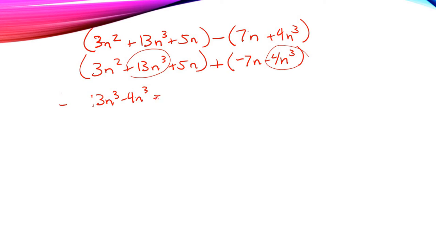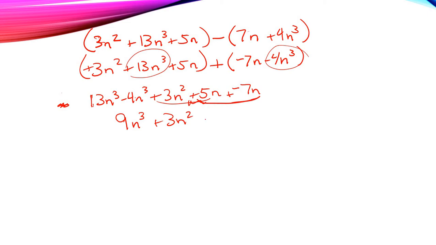Whoops, we've got to keep going. Then I've got some n squareds. So I have a positive, there's no sign in front of this, so I know it's not subtraction. A positive 3n squared, no n squareds over here. Then I have a positive 5n plus a negative 7n, which would be the same as subtracting. So 13 minus 4, 9n cubed, plus 3 by itself, 3n squared, and then the 5n, the minus the 7n, is negative 2n.